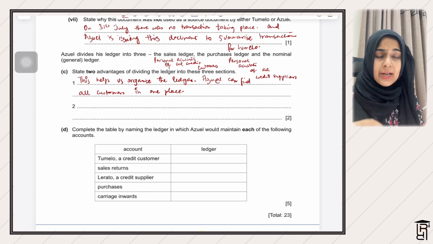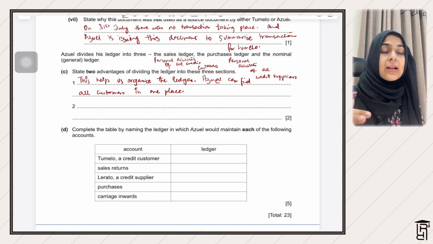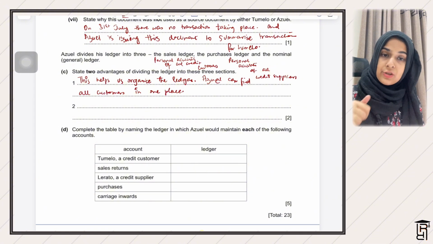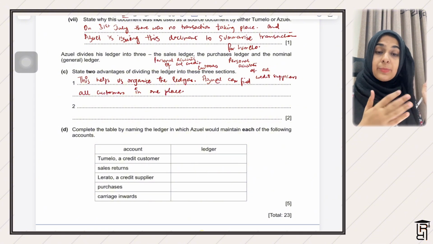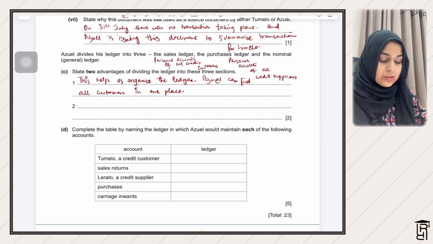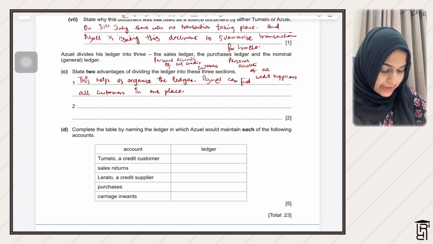it's very easy to divide the work. So we can ask one bookkeeper to make the sales ledger, and we can ask another bookkeeper to make the purchases ledger, let's say. So division of labor becomes quite easy. You can divide the work between different bookkeepers.